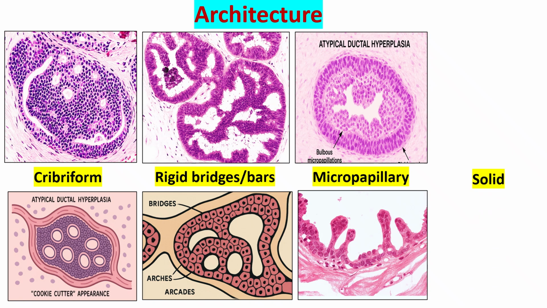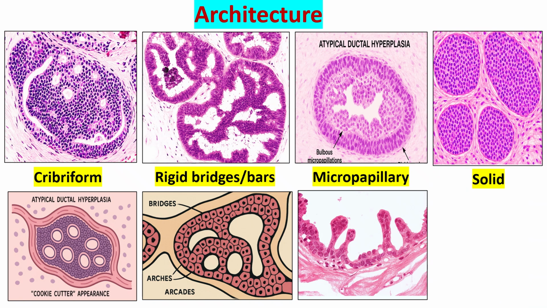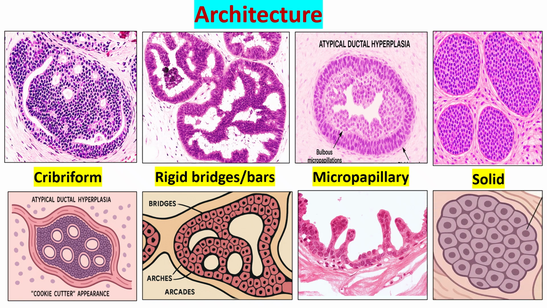Other pattern is solid pattern. So the entire or partial duct is involved by the solid proliferation of the epithelial cells. So this is illustrative diagram of solid ADH. Other can be mixed, means all these patterns are present in one duct, that is known as mixed type. So cribriform pattern, rigid bridges, bars, micropapillary pattern, solid pattern and mixed pattern can be there in case of atypical ductal hyperplasia.